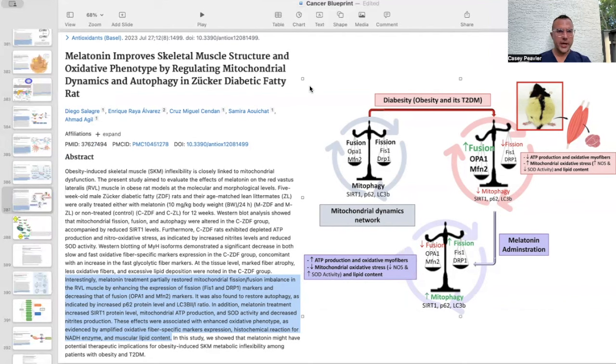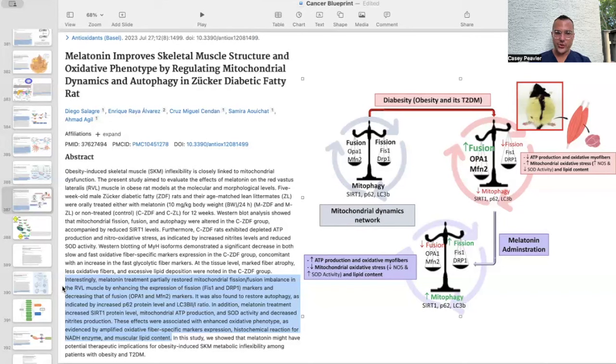I thought this was a really cool titled paper: Melatonin improves skeletal muscle structure and oxidative phenotype by regulating mitochondrial dynamics and autophagy in Zucker diabetic fatty rats. And what it says here is, interestingly, melatonin treatment partially restored mitochondrial fission-fusion imbalance in RVL, which stands for red vastus lateralis, a muscle, by enhancing the expression of fission markers FIS1 and DRP1 and decreasing that of fusion markers OPA1 and mitofusin 2. It was also found to restore autophagy, as indicated by increased P62 protein levels and LC3B2:1 ratio. In addition, melatonin treatment increased SIRT1 protein level, mitochondrial ATP production, and SOD activity, and decreased nitrate production.